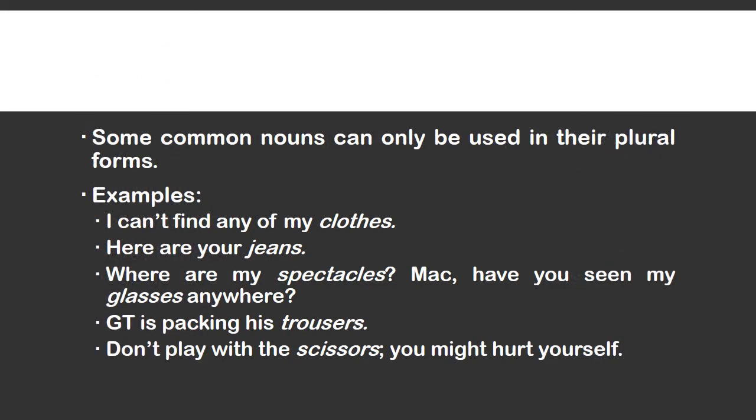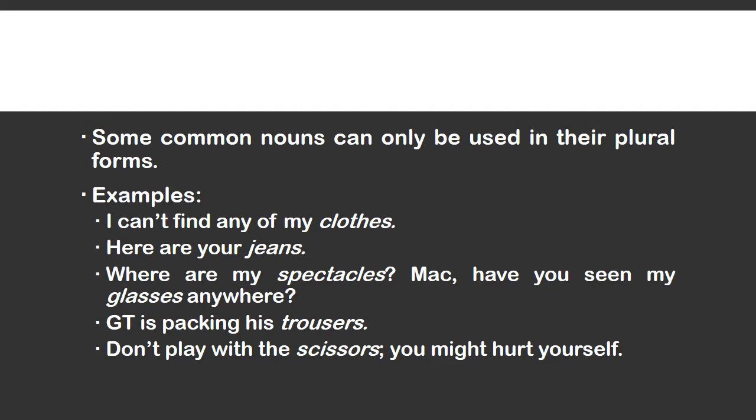Some common nouns are used only in their plural forms. For example, I can't find any of my clothes. Here are your jeans. Where are my spectacles? Mac, have you seen my glasses anywhere? GT is packing his trousers. Don't play with the scissors, you might hurt yourself.